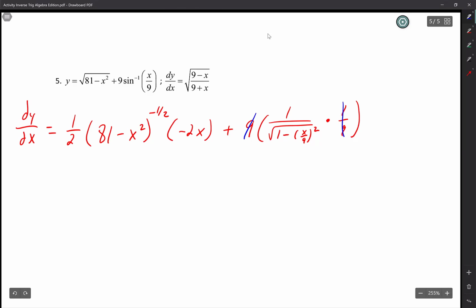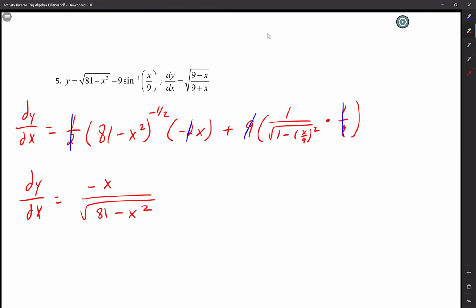That 9 cancels out with that 1/9. And so let's fix it up first. I see that half cancels out negative 2. I still have a negative, so let's keep that in the top there. So dy dx is going to be equal to a negative x over square root of 81 minus x squared.